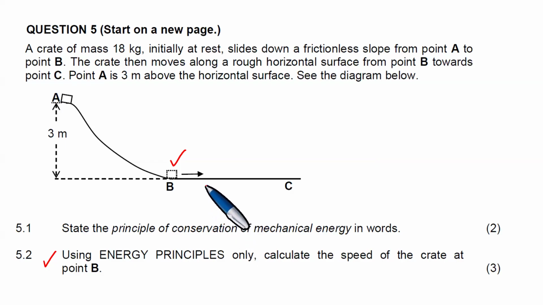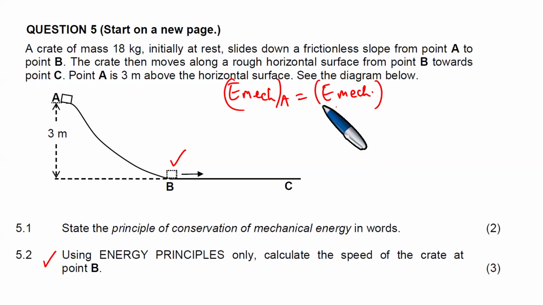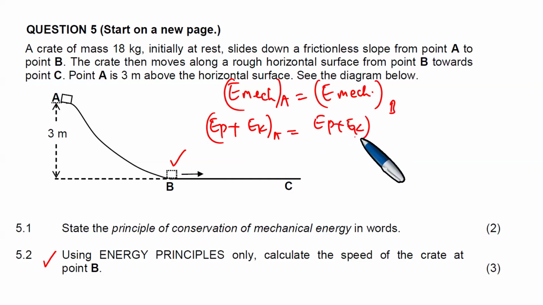So you then say E mechanical at A is E mechanical at B, which is EP plus EK at A, which is equal to EP plus EK at B. And this is MGH.